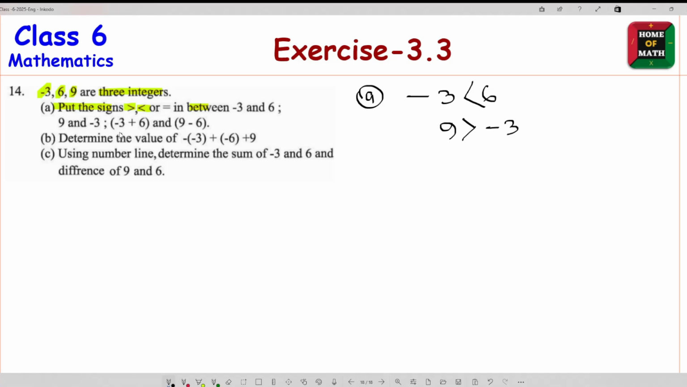Okay, and then next one, so we can consider this one is 1, this one is 2, and this one is 3. So minus 3, then plus 6, and here is 9 minus 6. So look, minus 3 plus 6, the result is 3. 9 minus 6, the result is 3. Therefore it should be equal. Okay, the answer is equal. In the blank side, it should be equal. Okay, so number A done.